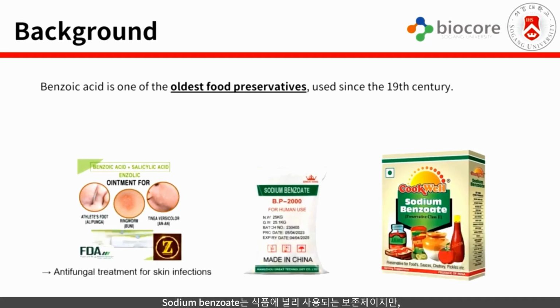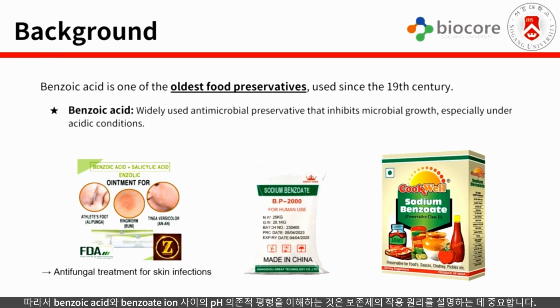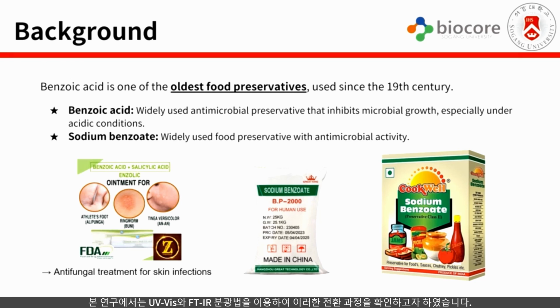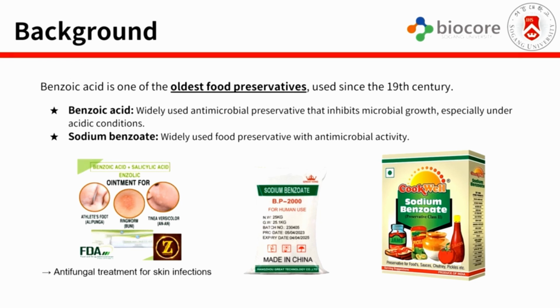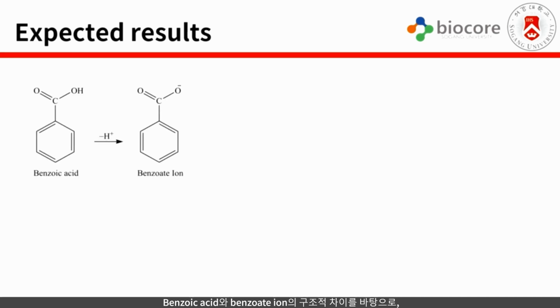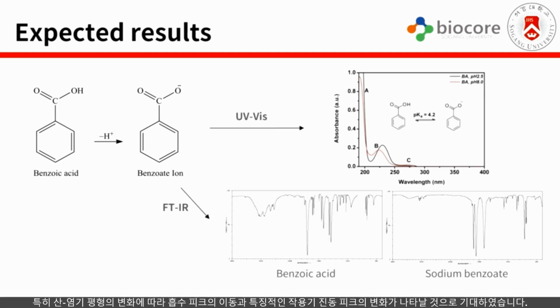Sodium benzoate is a widely used food preservative, but its antimicrobial activity mainly originates from benzoic acid under acidic conditions. Therefore, understanding the pH-dependent equilibrium between benzoic acid and benzoate ion is important, and we investigated this conversion using UV-visible and FTIR spectroscopy. Based on the structural differences between benzoic acid and benzoate ion, we expected pH-dependent changes in both the UV-visible and FTIR spectra. In particular, shifts in the absorption peak and changes in characteristic functional group vibrations were anticipated as the acid-base equilibrium changed.